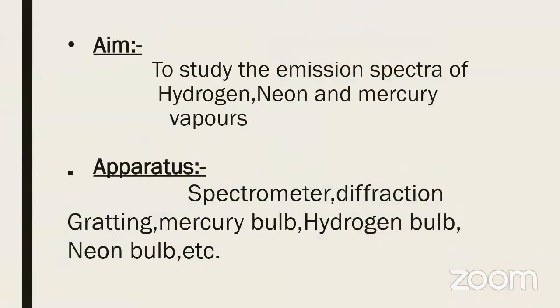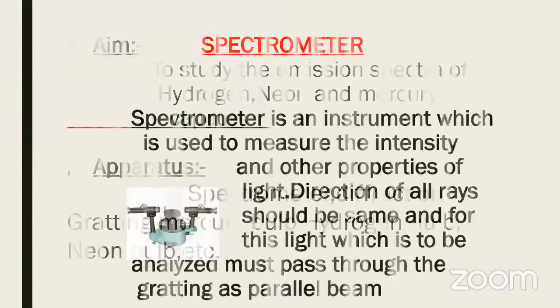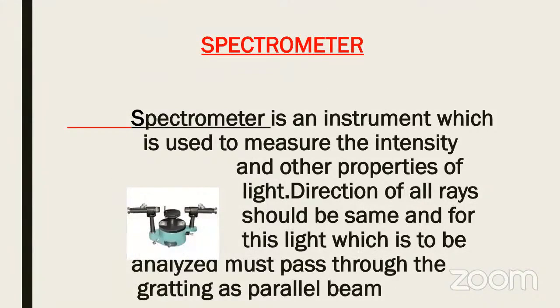I present the experiment to study the emission spectra of hydrogen, neon, and mercury vapors. The apparatus: spectrometer, diffraction grating, mercury bulb, hydrogen bulb, neon bulb, etc. To study the emission spectra, we need the spectrometer. A spectrometer is an instrument used to measure the intensity and other properties of light. The direction of all rays should be the same, so the light to be analyzed must be passed through the grating as a parallel beam.